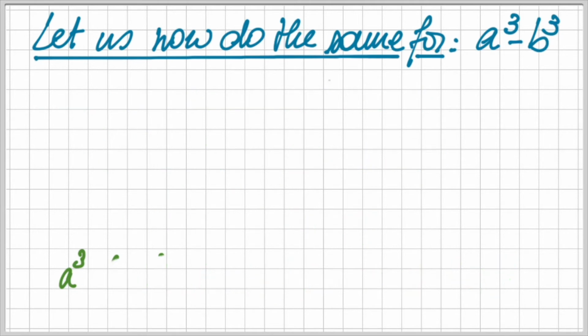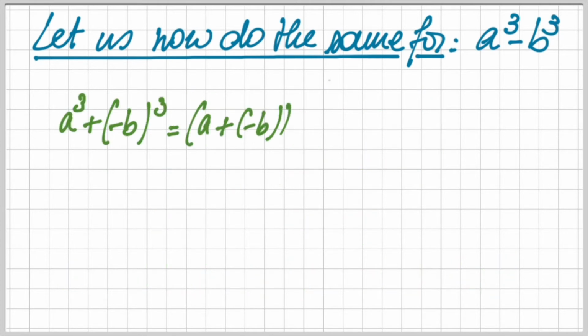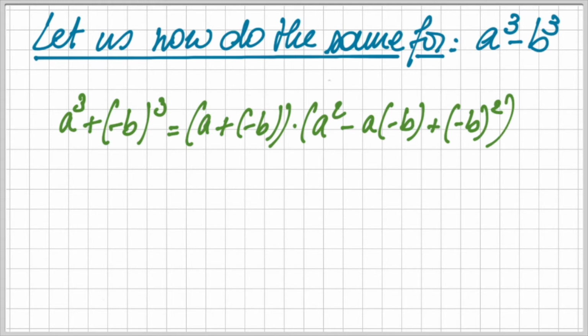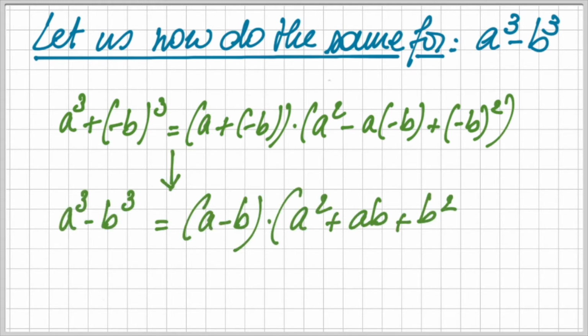And when we complete this formula, we see that minus b to the third is minus b to the third. So we have a to the third minus b to the third. That's the formula we want to find. And we do the same thing. So a plus minus b becomes a minus b.